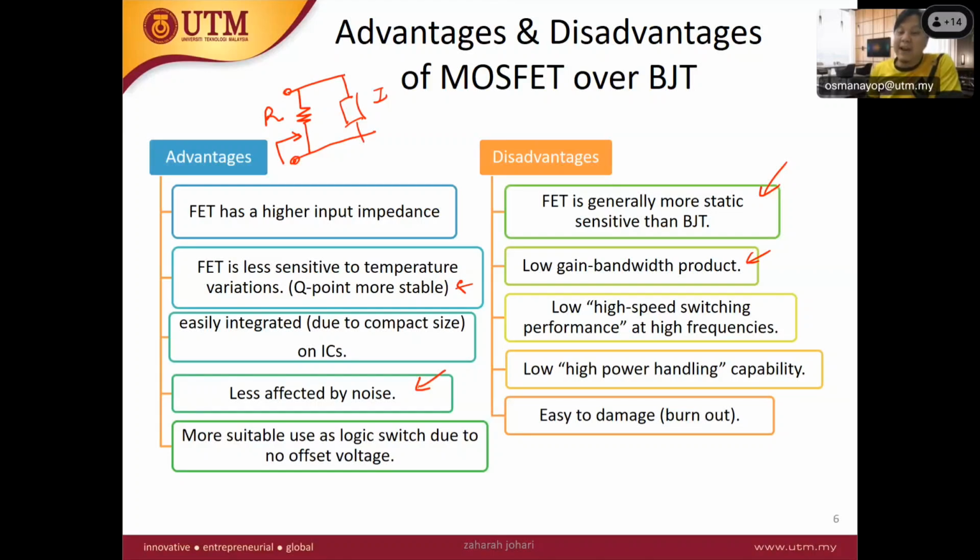And then another is low high-speed switching performance at high frequency. So this is basically switching performance, whether it's high speed or not. So basically it's low at the highest frequency. And then low high power handling capability means that the device cannot handle more power compared to BJT. So it's basically a small power device. So what happens if we supply it with high power? The device can be easily damaged or burned out. Okay.